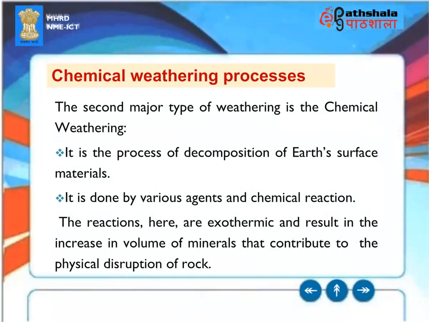Chemical weathering processes. The second major type of weathering is chemical weathering. It is the process of decomposition of Earth's surface materials. It is done by various agents and chemical reactions.